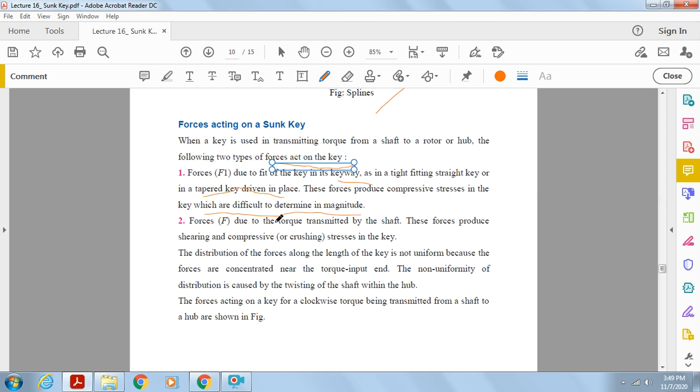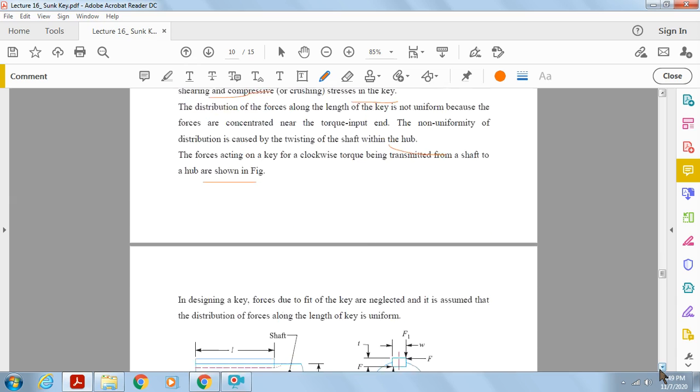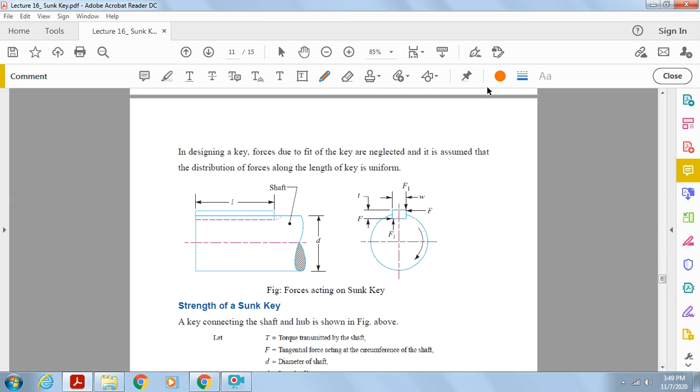Then force F, which is due to the torque transmitted by the shaft. These forces produce shearing and compressing or crushing stress in the key. The distribution of the forces along the length of the key is not uniform because the forces are concentrated near the torque input end. The non-uniformity of distribution is caused by the twisting of the shaft within the hub. The forces acting on a key for a clockwise torque being transmitted from a shaft to a hub are shown in the figure. These are the different types of forces on a sunk key.